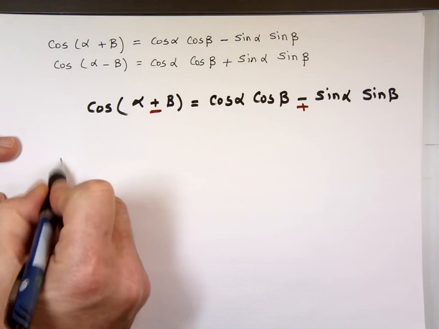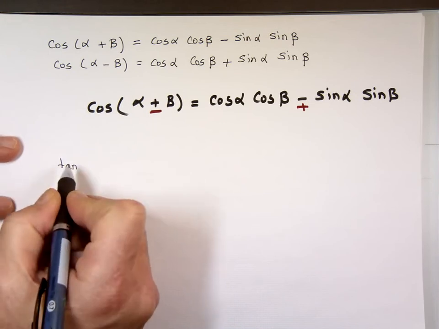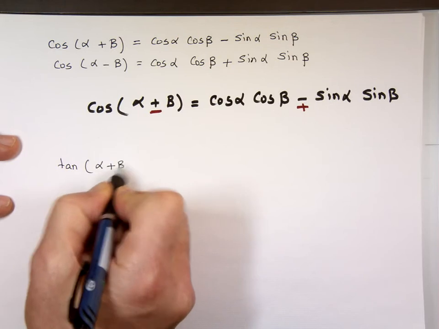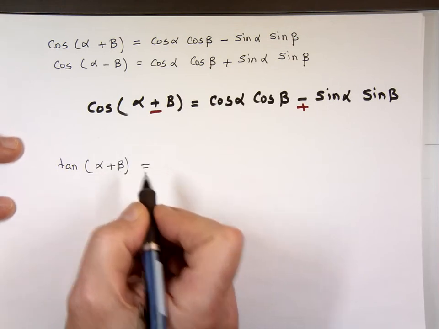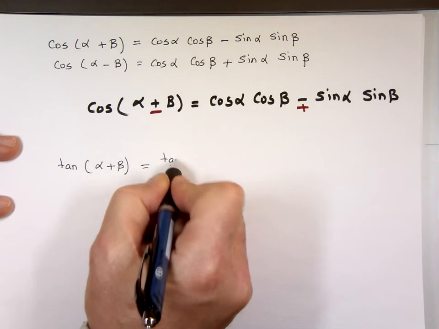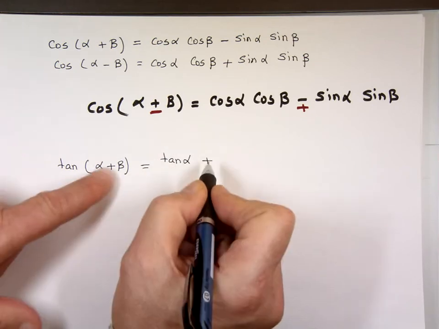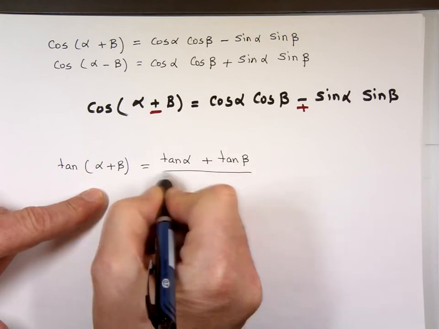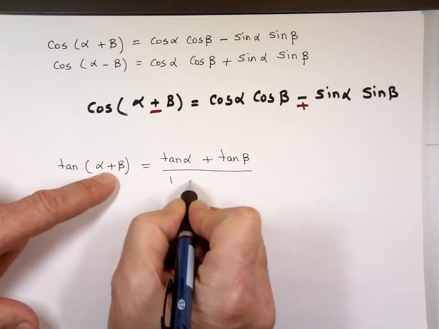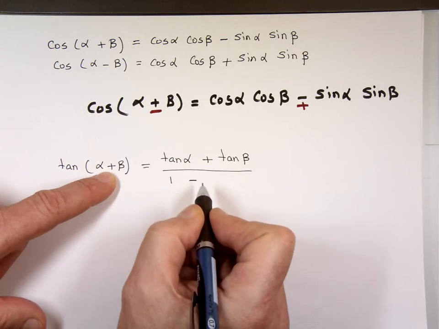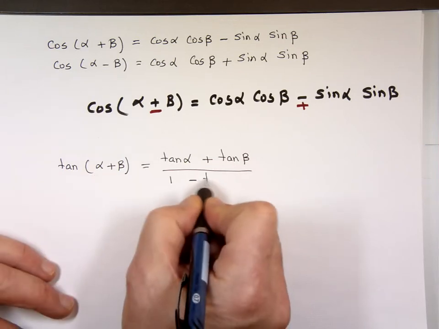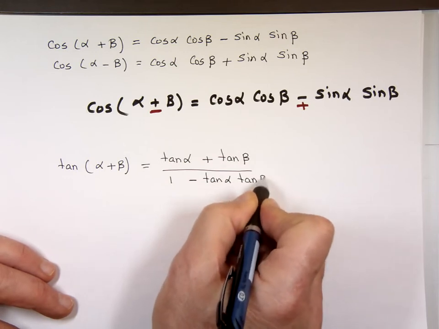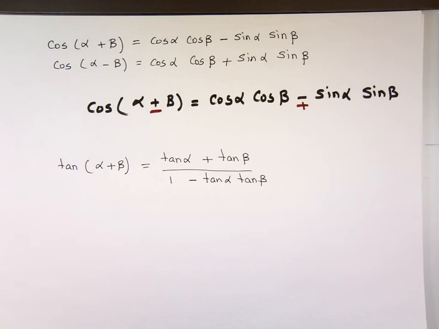Tangent alpha plus beta can be written as tangent alpha plus, so the sign matches here, tangent beta over 1. The sign here is different, it's backward in the bottom, minus tangent alpha, tangent beta. So the top sign matches, but the bottom one is opposite.